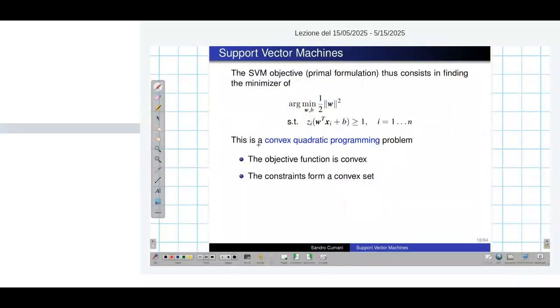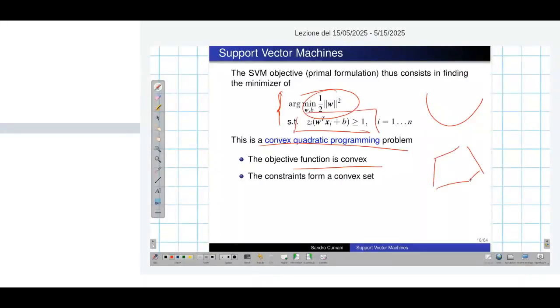Now this is also called a convex quadratic programming problem. It's an optimization problem where the objective function is convex. Convex function is square, so it's convex. And the constraints form a convex set. So a convex set is something that doesn't contain holes. So for example, this is a convex region in space. This would be a non-convex region in space. If I take 2 points and I connect them, I have something that falls outside.